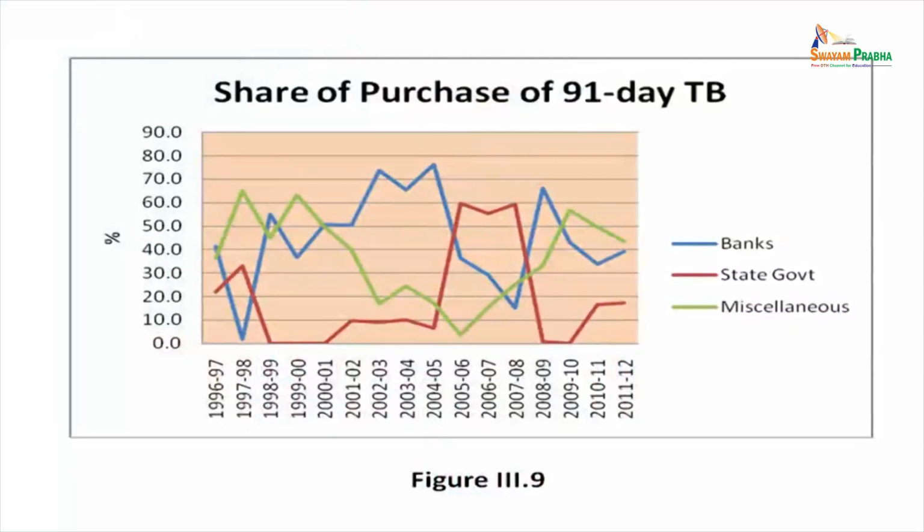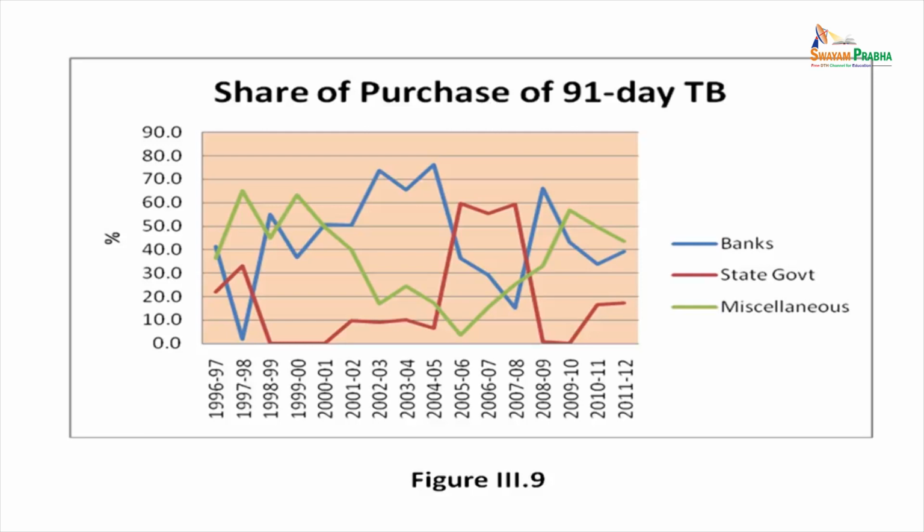Okay. Now, here I have this line, which of course is very messy, it does not say anything. The most dominant one, what you see here, is essentially the blue line, the bank line, which is important in terms of percentage buying of government 91-day bills. And what are the other 2 lines? The red line is the state government, another important buyer, and miscellaneous means everything I put there, whoever is outside the state government and the banks.